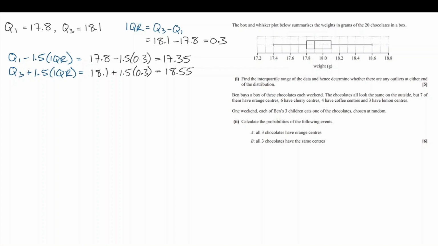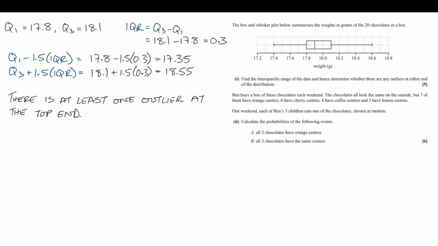Looking at the diagram, the lower whisker is not below 17.35. So there is no outlier down here at the bottom end. At the top end, however, the upper whisker is 18.6, where my boundary was 18.55. So that value at 18.6 is an outlier, and there may well be more values above 18.55, below 18.6. All of those would be outliers. So our comment is that there may well be, or there is at least one outlier at the top end.